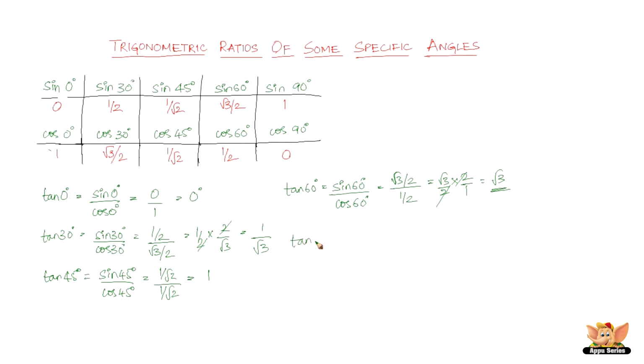And then we've got tan 90, which is equal to sine 90 divided by cos 90. So sine 90 is 1, cos 90 is 0. Anything divided by 0 is not defined, or you can write it as infinity.